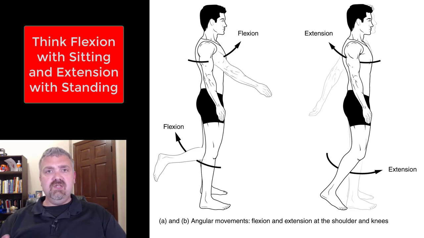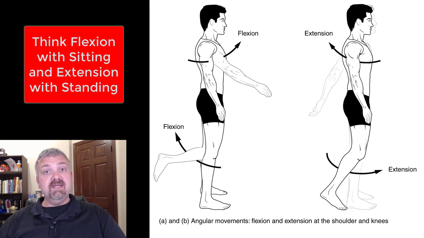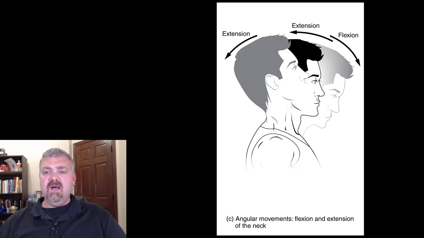When you sit, your hips are flexed and your knees are flexed. When you stand up, your hips and knees are both in extension. So flexion, decreasing the angle between two structures, bringing them closer together. Extension, increasing the angle between them and taking them farther apart. All right, so that's flexion and extension. A couple more examples here.